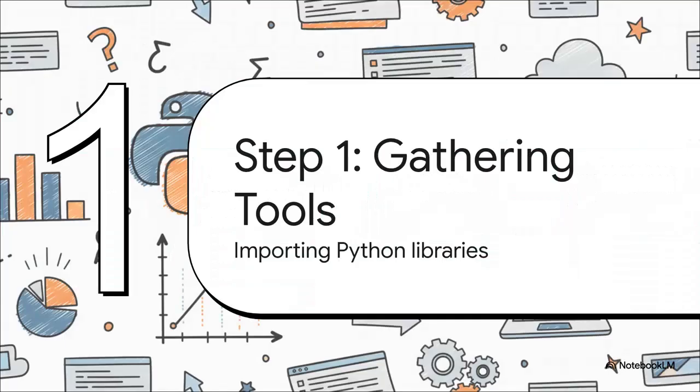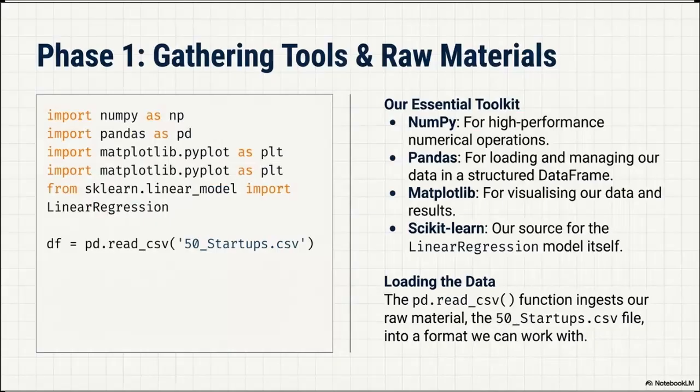Step 1, gathering our tools. Just like a chef lays out all their ingredients and knives before they start cooking, we need to import the Python libraries that are going to do all the heavy lifting for us. So this is our core toolkit.